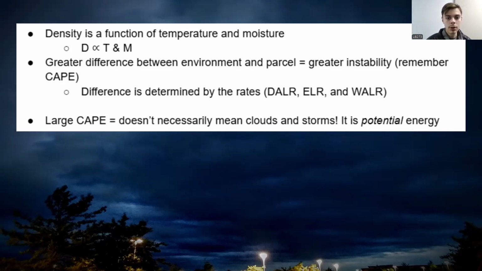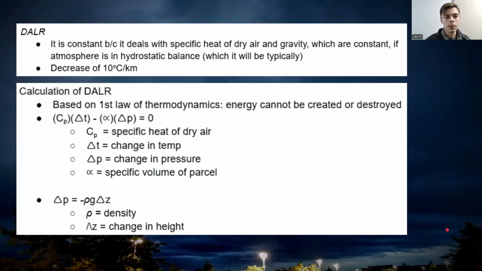So the difference between the environment and parcel are determined by these rates that we're going to talk about more. The dry adiabatic lapse rate, we're going to go into more detail than we did in weather analysis one. The dry adiabatic lapse rate is oftentimes constant because it deals with specific heat of dry air and gravity, which are constant. We're going to talk about the equation in just a second.